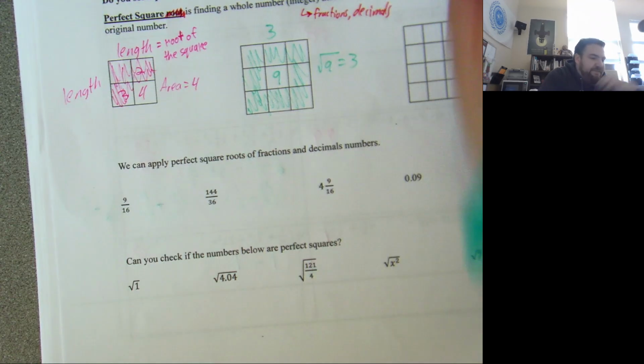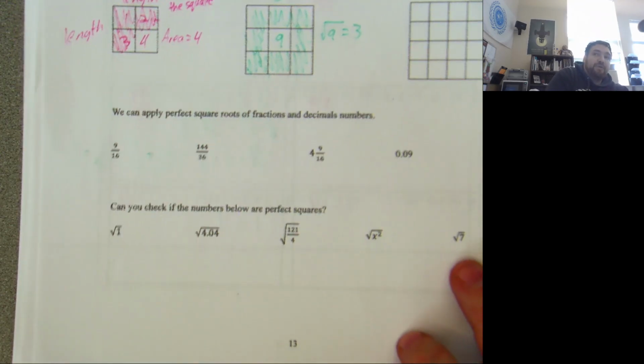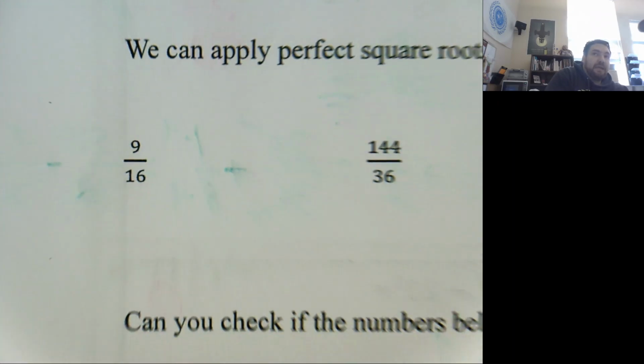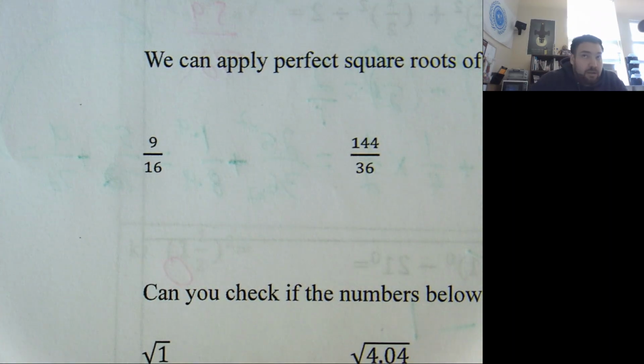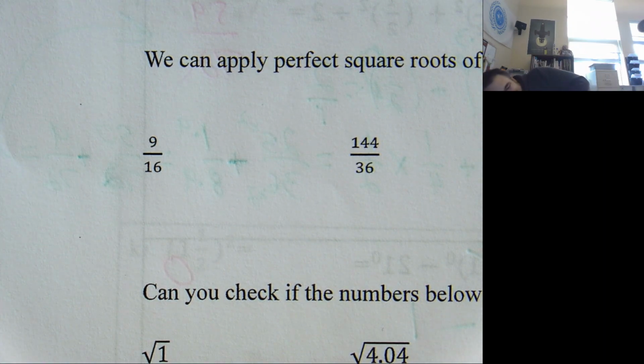We can apply these ideas of perfect squares and square roots to fractions and decimals. Let's take a look at these. If you recall how to multiply fractions together, is 9 over 16 a perfect square?